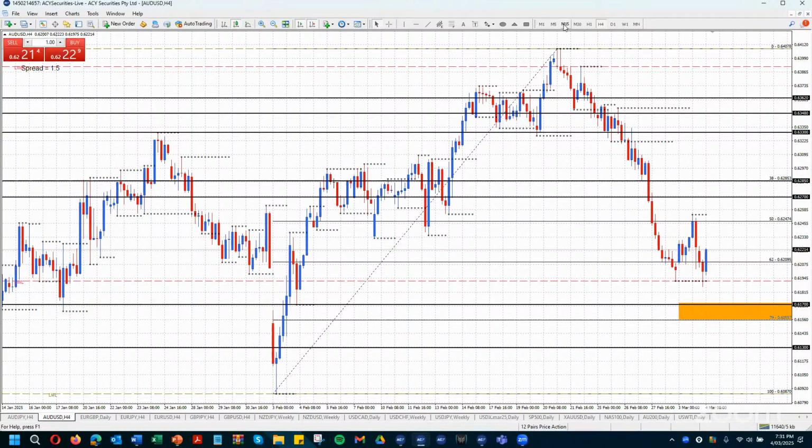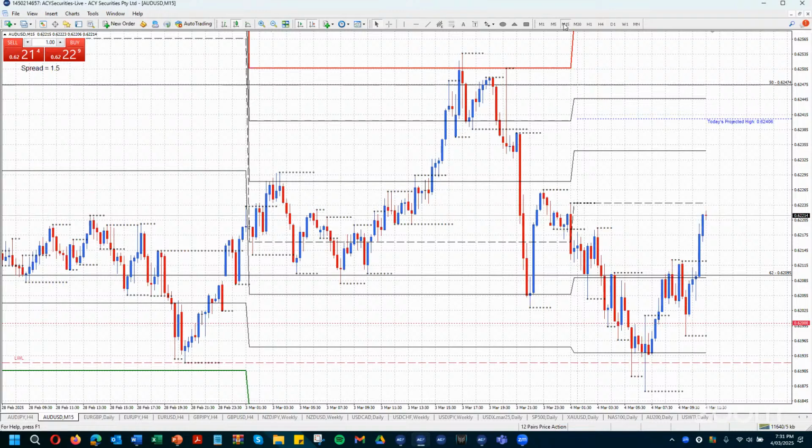So, you know, I can already see an uptrend here intraday. Watch for the next pullback intraday to see if we can then continue up.